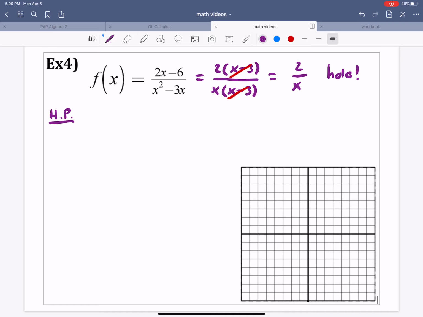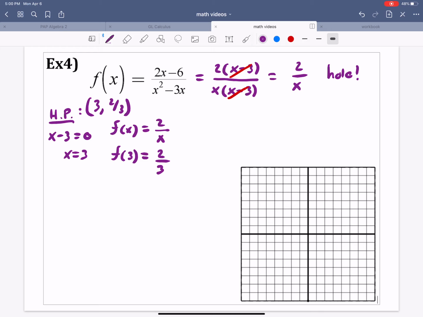We did this back in example 1. Let's see if you remember. Take that factor that canceled and set it equal to 0. Solve for x, you get x equals 3. Now our new function, f of x, is 2 over x. So we're going to take that x value and plug it into the new function. So we get 2/3. So the location of our hole is going to be (3, 2/3). What I like to do is go straight to my graph and put a hole there right away, so it reminds me that there's a hole there, okay?